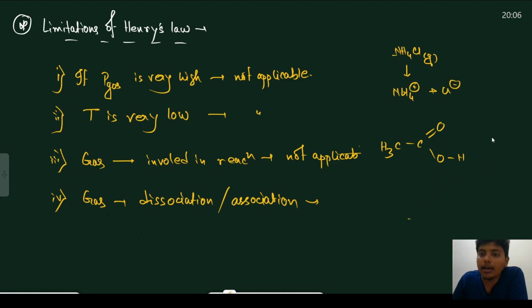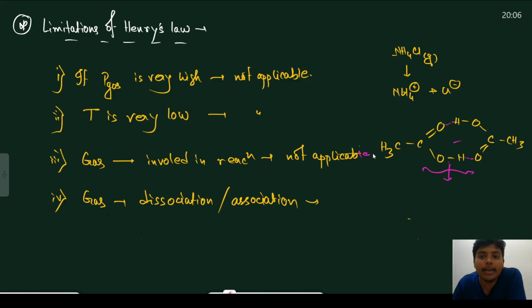So here another CH3CO2H, with double bond O, CH3. What will happen? They will associate with each other, and make a dimer. We will learn this again. Understood? So for this case also, Henry's law is not applicable, because Henry's law depends on mole fraction. You are taking 1 mole, but it is acting as half mole. So how is mole fraction possible? You cannot get the mole fraction properly, so that's why it is not applicable.